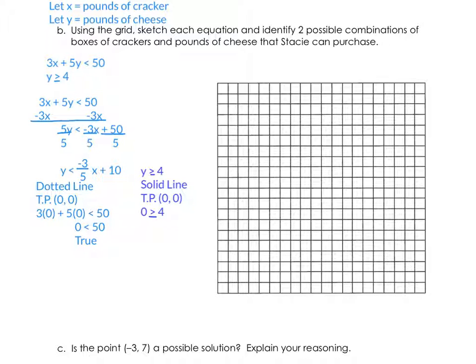Then our other inequality is y is greater than or equal to 4. I know I'm going to use a solid line for that, and the test point 0, 0: 0 is greater than or equal to 4. And we also know that this is a horizontal line. So to graph it, I'm going to leave this part up to you.